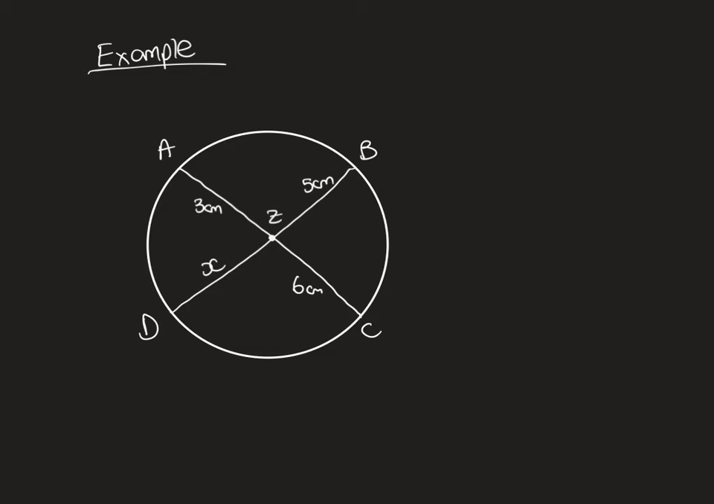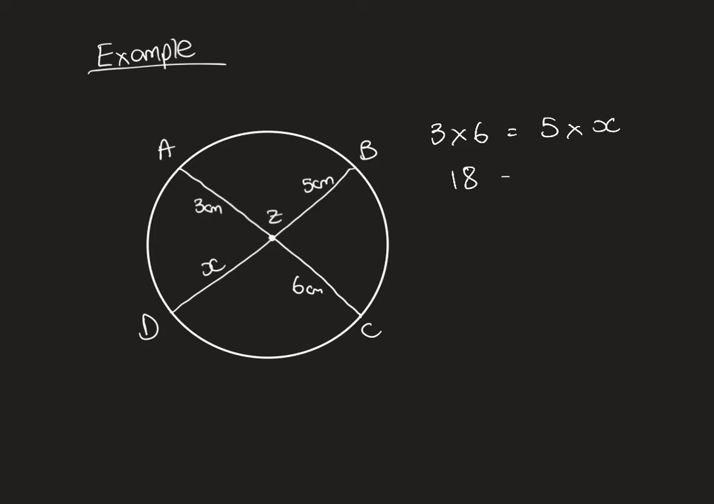Okay, in this first example then, we're being asked to find this length X, so the D to Z length. So we've got two chords, the chord A to C and D to B, and they're intersecting at this point here, which is Z. So if we use the intersecting chords theorem, what we can say is that the length from A to Z times C to Z, so 3 times 6, must equal 5 times X.